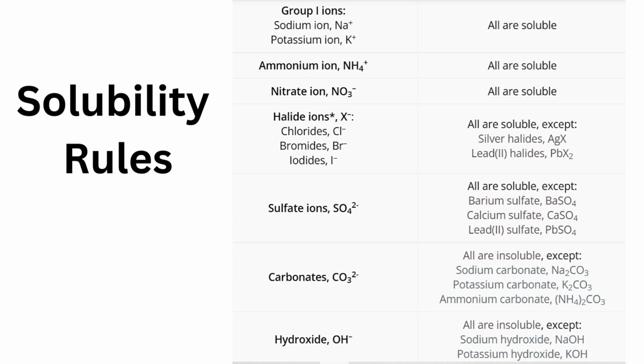Group 1 ions, sodium ion, potassium ion, all are soluble. Ammonium ion, all are soluble. Nitrate ion, soluble. Halide ions, chlorides, bromides, iodides, all are soluble except silver halides and lead halides. Sulfate ions, all are soluble except barium sulfate, calcium sulfate, and lead sulfate. Carbonates, all are insoluble except sodium carbonate, potassium carbonate, ammonium carbonate. Hydroxide, all are insoluble except sodium hydroxide and potassium hydroxide.